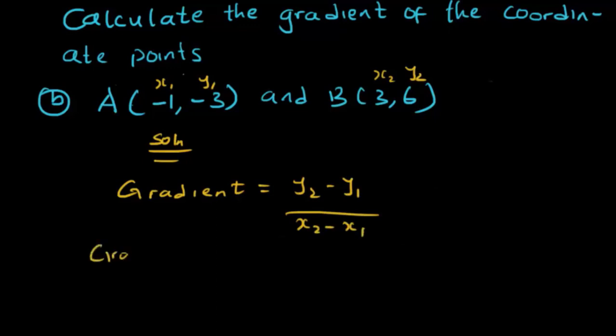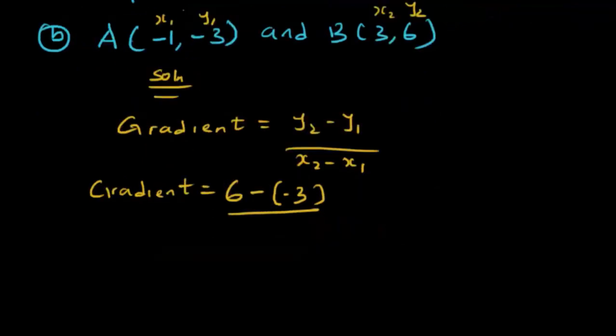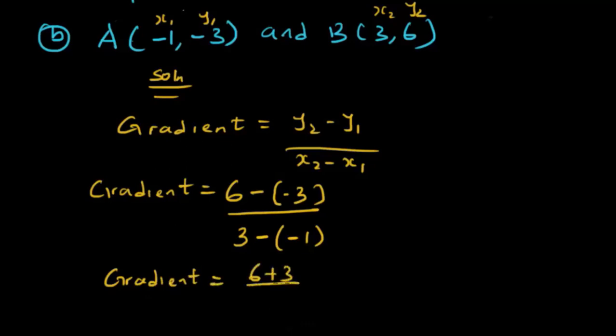Now gradient equals, what is our y2? 6. y1 is what? Minus 3. So I have to put that in brackets. All over x2 is what? 3. Minus x1 is what? Minus 1. I have to put it in brackets too. So which means gradient equals, minus times minus is plus. So I should have 6 plus 3 all over, minus times minus is plus, so I have 3 plus 1.